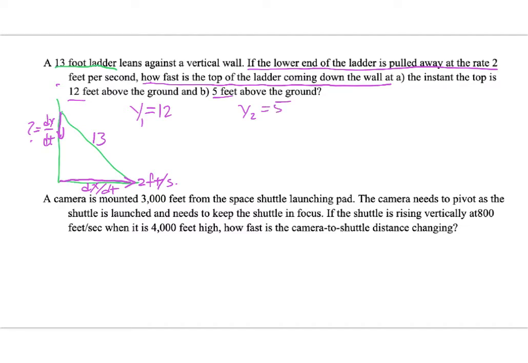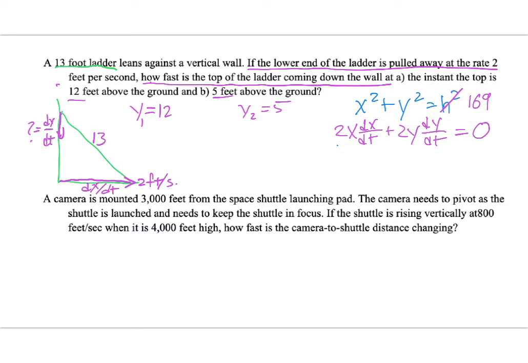All right, so looking at this, I've got a way to connect these three lengths. That's going to be with the Pythagorean theorem. So we've got x squared plus y squared is equal to hypotenuse squared. I also know that my hypotenuse, the ladder, is not changing. So I'm going to just plug that number in. 13 squared is 169. Okay, let's take the derivative. We got 2x dx/dt plus 2y dy/dt is equal to 0.